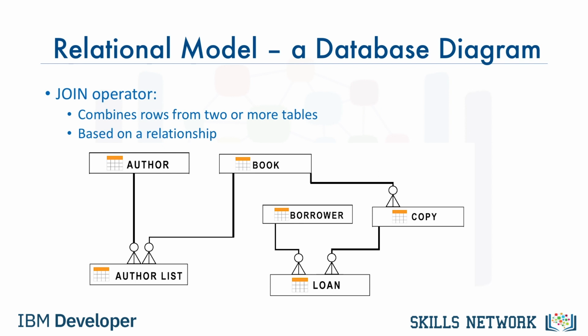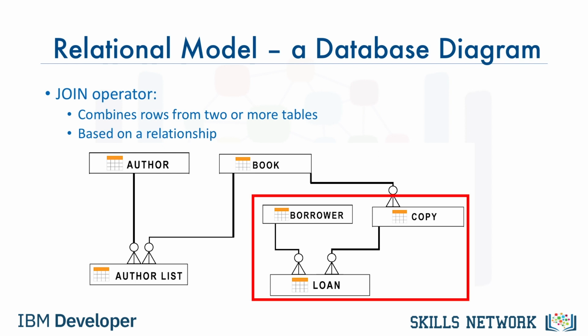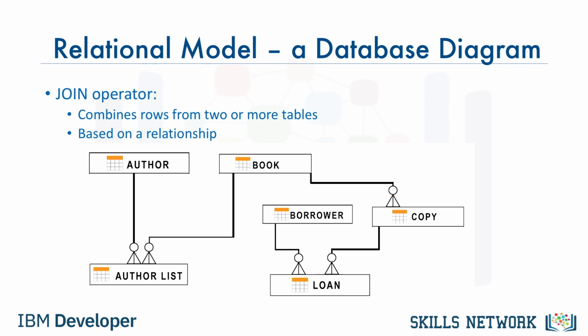If you wanted to know which borrower has which copy of a book out on loan, you need to gather data from three tables: the borrower, loan, and copy tables. This is when you need to use the join operator. With the join operator, you are combining data from more than one table based on a relationship between certain columns in these tables. So the first thing you need to do is identify the relationship between those tables, that is, the column or columns in each table that will be used as a link between the tables.